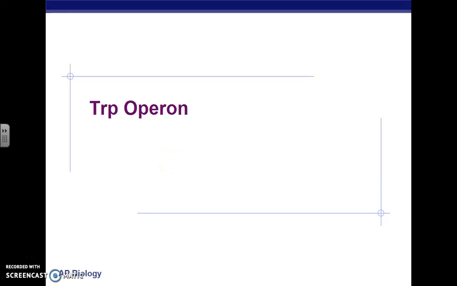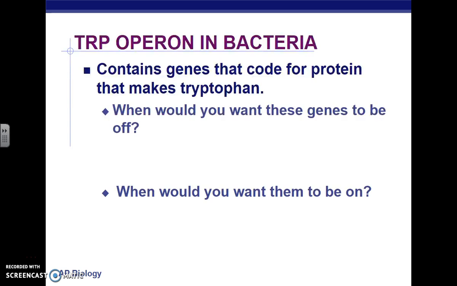So now, after we just did the introduction to operons in general, we're going to look at one specific operon in bacteria called the TRP operon. The TRP operon codes for genes that code for proteins, really enzymes, that make tryptophan.